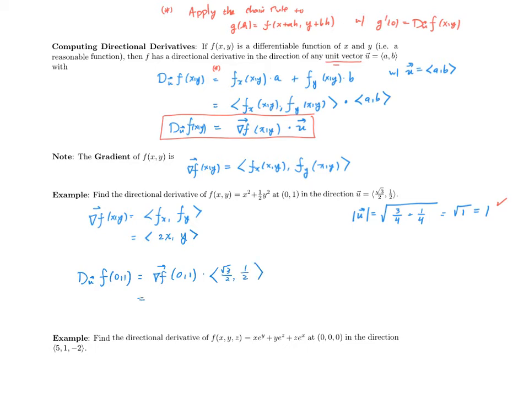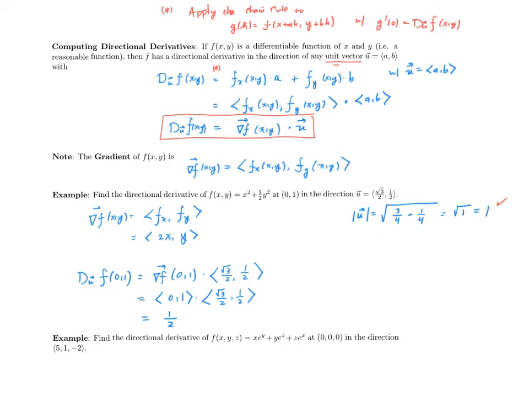The gradient vector when x is 0 and y is 1 is (0, 1), dotted with (root 3 over 2, 1/2). In the dot product, remember we multiply together the corresponding entries and we sum them up. So the directional derivative in this case is simply 1/2. And note that this really is a very standard computation.